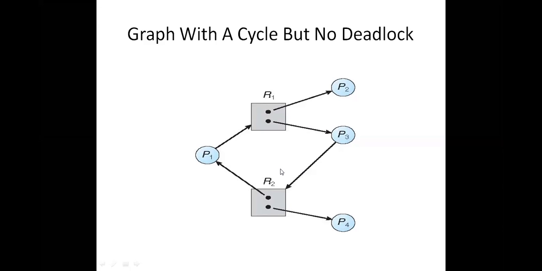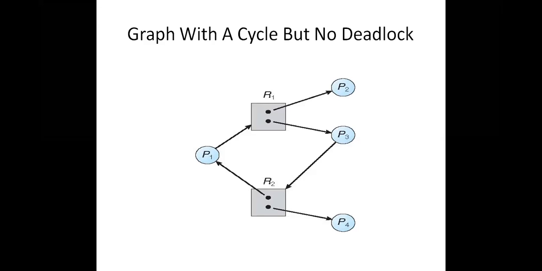But here that wait is not infinite. There is a chance of getting a resource in another fashion. What is the other way? P2 has a resource R1 and P4 has a resource R2.